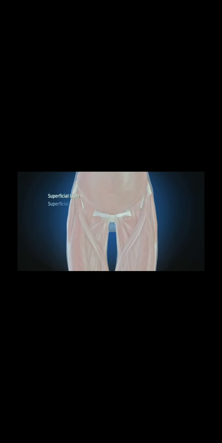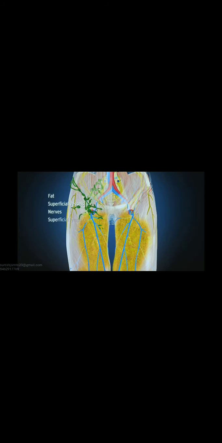The superficial layer is continuous with the superficial layer of abdominal wall and fuses with the fascia lata inferiorly and is parallel with the inguinal ligament. It is made up of areolar tissue containing fat with superficial vessels, nerves, and superficial lymph nodes.